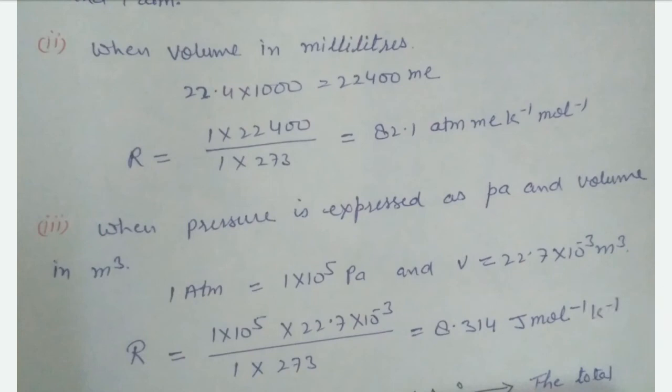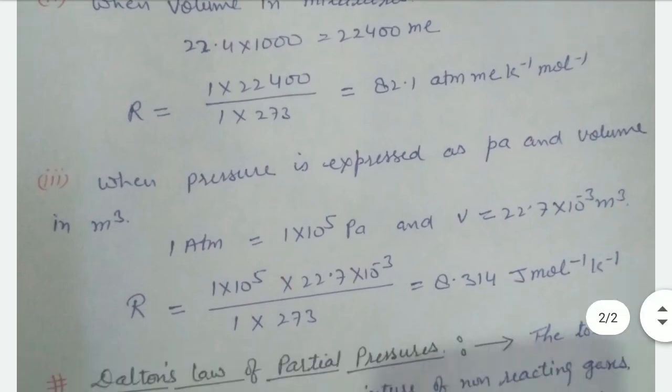When pressure is expressed in Pascal and volume in meter cube, 1 atmosphere pressure is equal to 10 to the power 5 Pascal and volume is 22.7 into 10 to the power minus 3 meter cube. These values put in the ideal gas equation, and we find that the value of R is 8.314 joule mole inverse Kelvin inverse. That is right. These are the three ways to calculate the value of R.